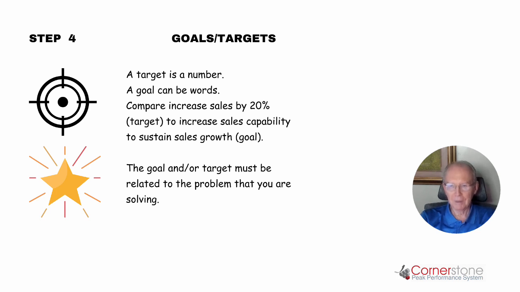Now, a target is a number. So if you want to improve something by 10%, that's a number. But a goal can be words. Like you want to really dramatically improve customer service. That could be a goal. The actual measure of how you know whether you've done that would become the number. So compare increased sales by 20% to increase sales capability to sustain sales growth, which is a goal. So you can have numbers and words or a mixture of them.